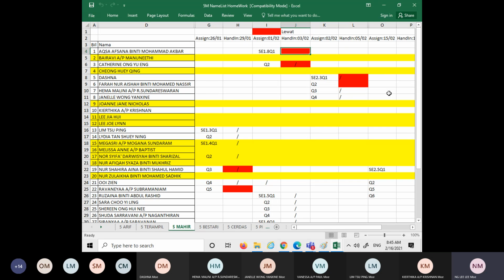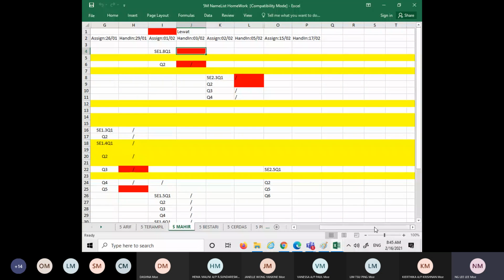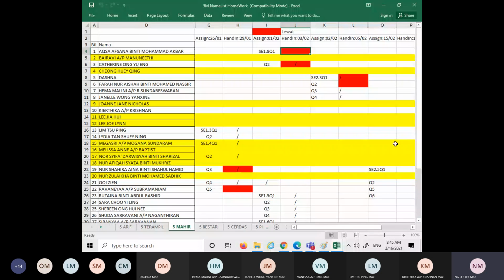Okay, you have to help me. Sometimes you hand in, I don't know where you hand in. Inside the Teams, I cannot find. You have to let me know where to find it. Okay, one more. I don't know whether this girl is aware or not. Okay, 5th of February, before Chinese New Year.